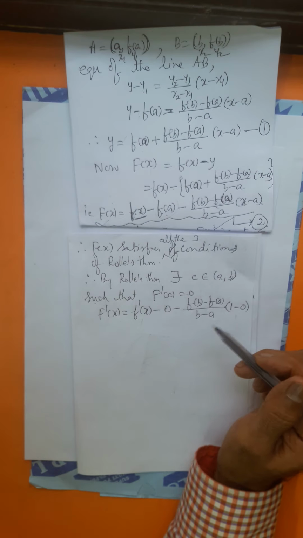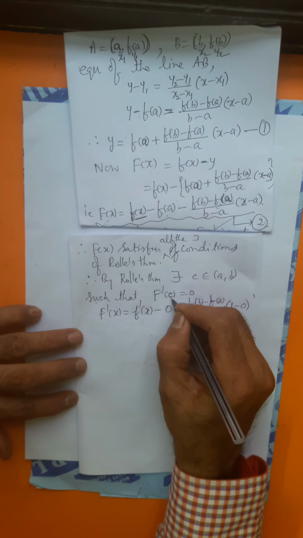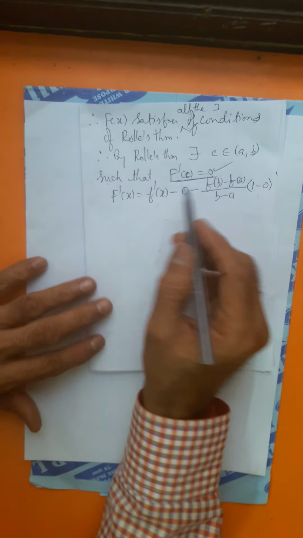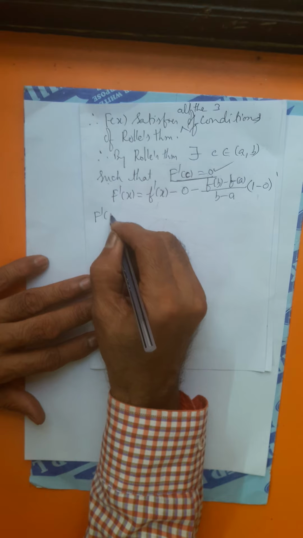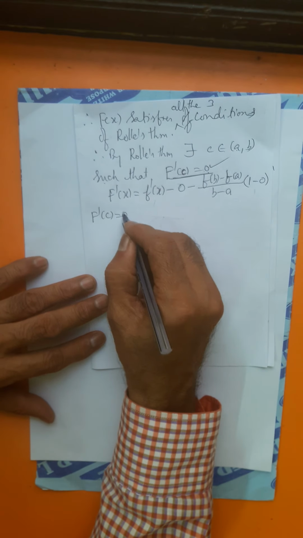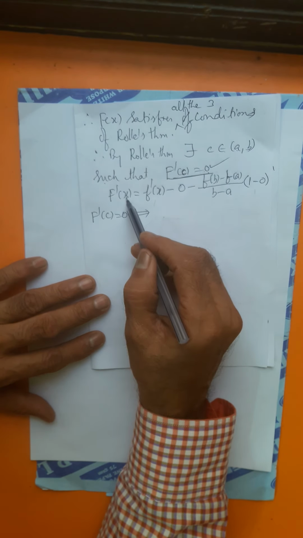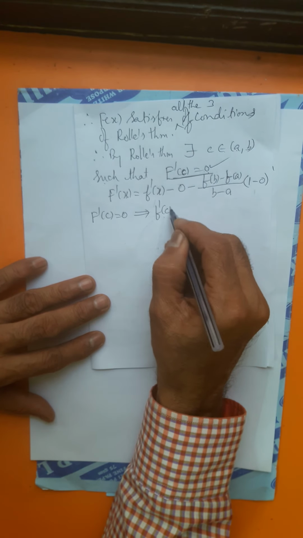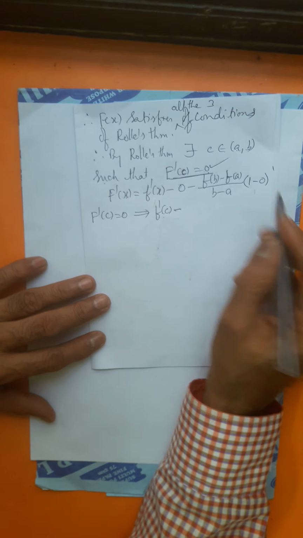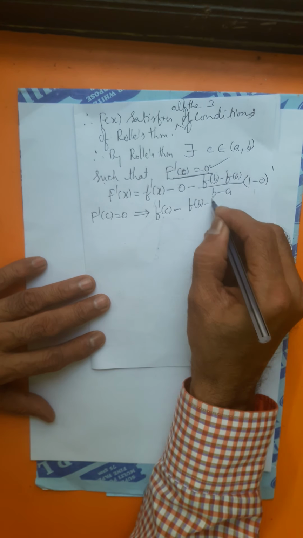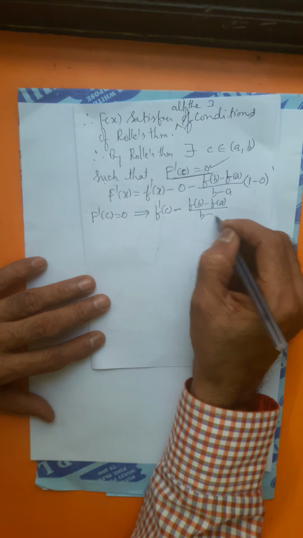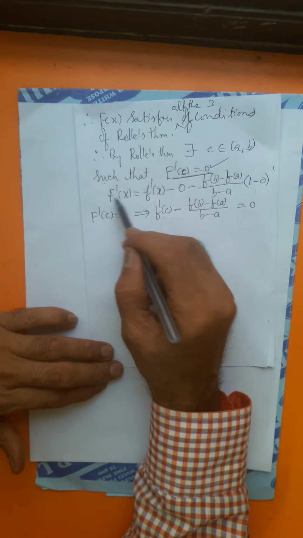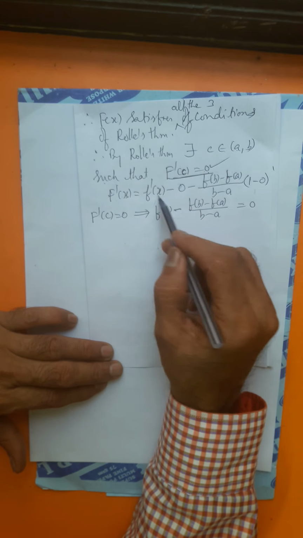Okay? What do you have? Capital F dash C is 0. This is capital F dash C equal to 0. Put x equals C here. Capital F dash C is 0. This implies, putting x equals C, capital F dash C minus f of b minus f of a divided by b minus a. This is 0. Capital F dash C is 0, and so what is the value here?